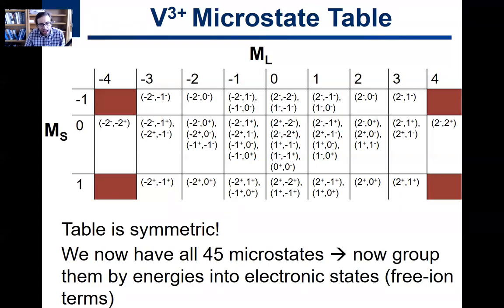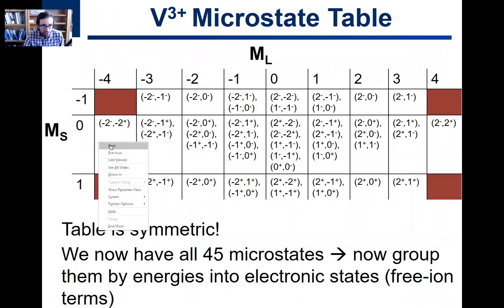All right, so now that we have all 45 microstates for a D2 free ion, what we need to do next is group these into different energies. Some of them are going to be degenerate, okay? And so we're going to do that by collecting all the microstates that have the same energy. Microstates with the same energy, remember, are called electronic states. And so when we do this for a free ion, another word for this is determining the free ion terms.